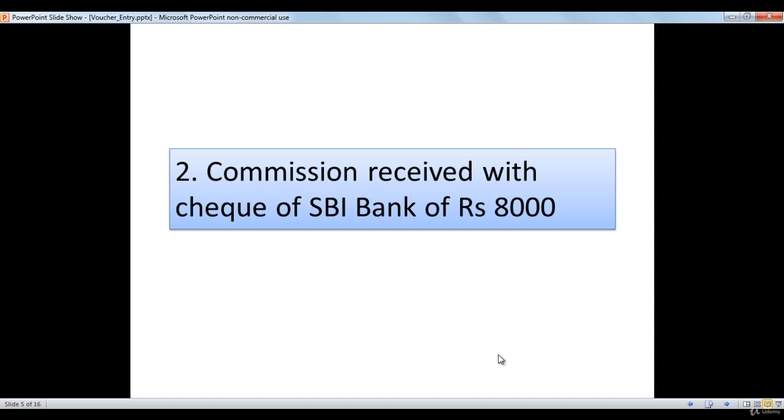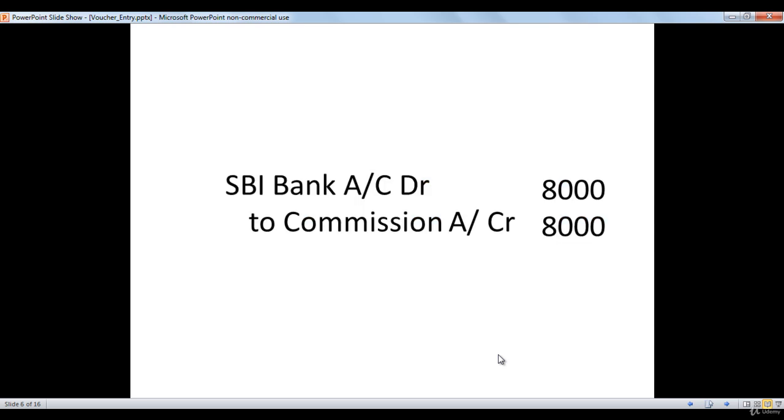So we need to find out two ledgers. The first ledger is commission and the second ledger is SBI Bank. Now second thing, we need to find out the nature of those ledgers. So commission has been received, so this means commission is income here. So according to the rule, commission falls under credit and SBI Bank is definitely debit. So the entry is going to be SBI Bank account debit to commission account credit.